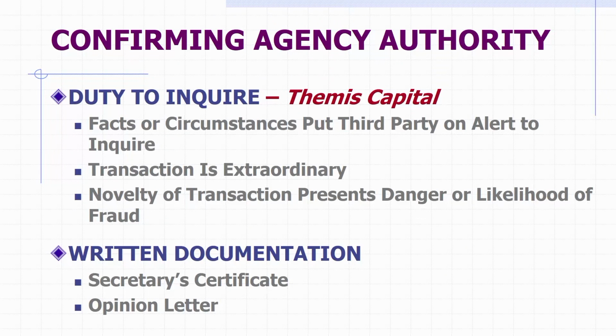We also talked, if you remember, we had a great discussion about the Democratic Republic of Congo, right? That's the Themis case. That's the idea, what's the responsibility of the third party to confirm agency authority? And this comes up in cases typically where it appears there's apparent authority. Well, when you look at that case, the court said, wait a minute, your duty to inquire, your sort of objective obligation, you've got to look at the facts or circumstances. Are they the kind that would put a third party on alert that they need to ask a few more questions, that they need to inquire? Was the transaction extraordinary? And was it so novel that it presented a likelihood of fraud?